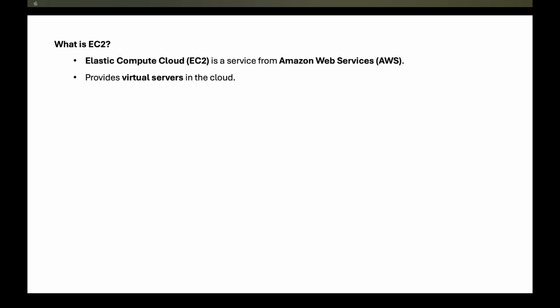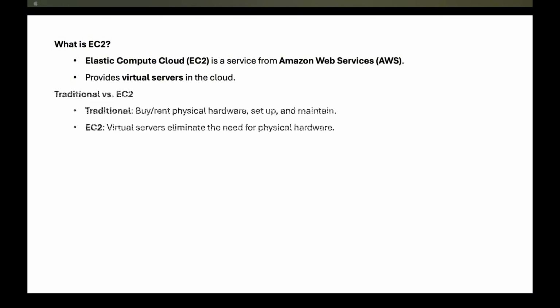Firstly, what exactly is EC2? EC2 stands for Elastic Compute Cloud. It's a service from AWS that provides virtual servers in the cloud. Imagine you need a server to run an application, host a website, or test some code. Traditionally, you'll need to buy or rent physical hardware. You need to set it up and maintain it yourself.